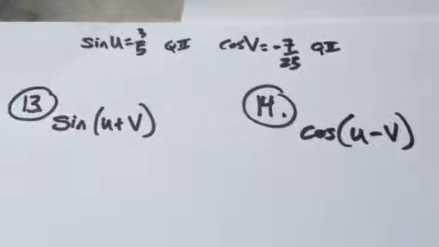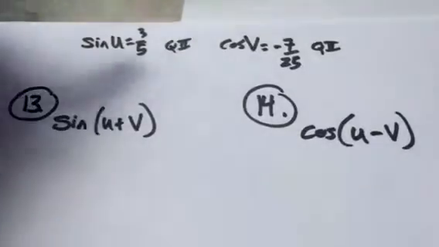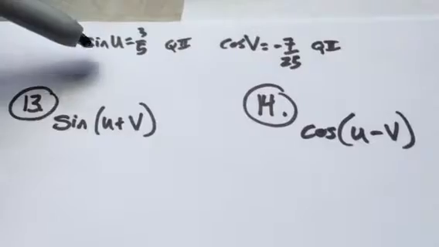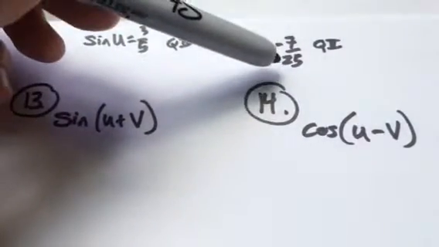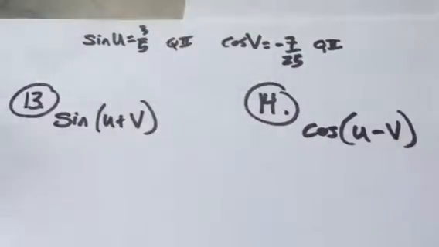This is Math 142, practice test 2. I'm going to do problems 13 and 14 together because they both use the same beginning information. And what I know is sine of u is 3/5, and it's in quadrant 2. Cosine of v is negative 7/25. It's also in quadrant 2.